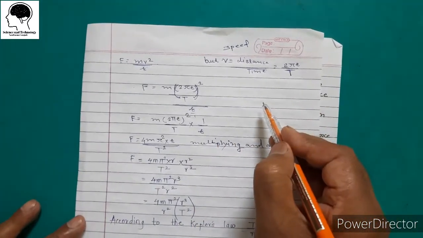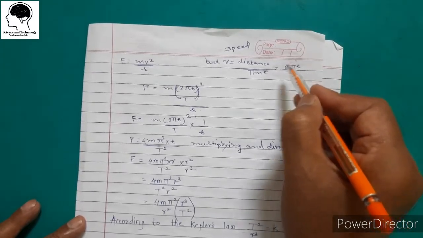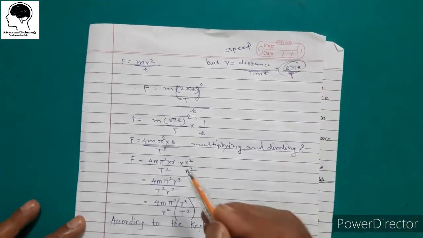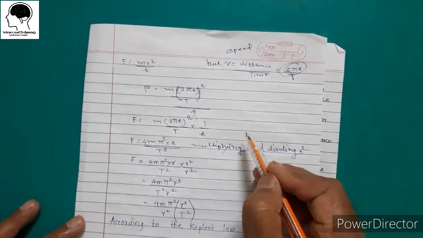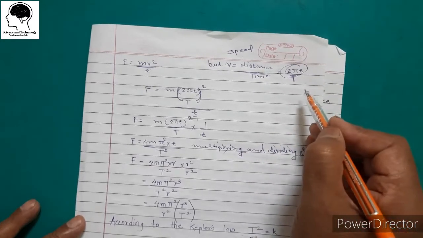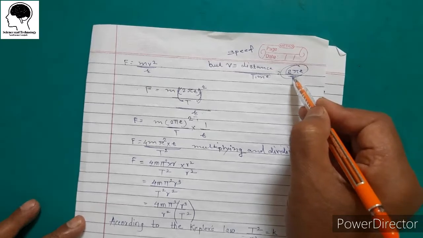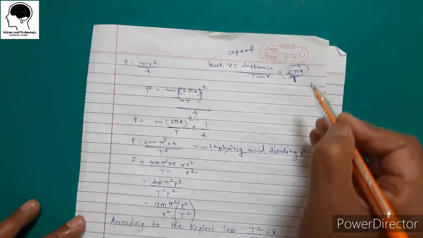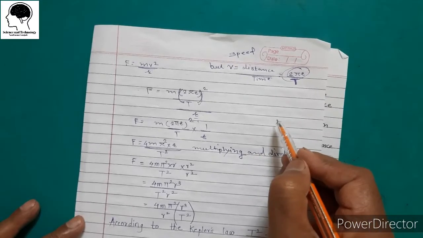Here distance is calculated by 2 pi r because it is a circumference, perimeter, and T is the time taken by the planet or any object to complete it.